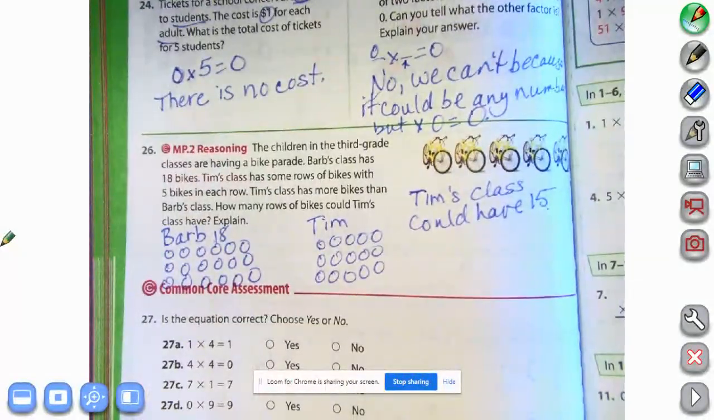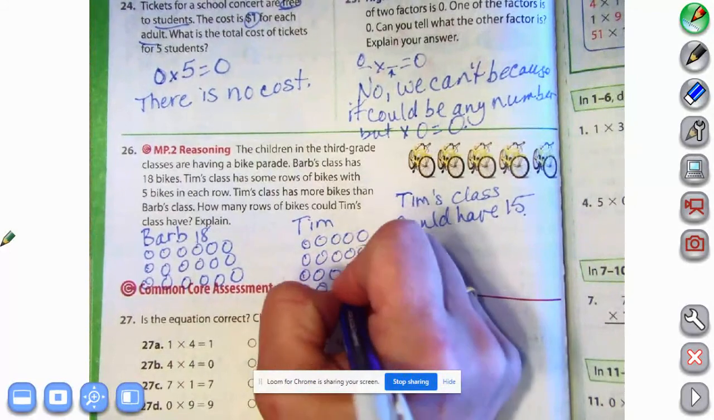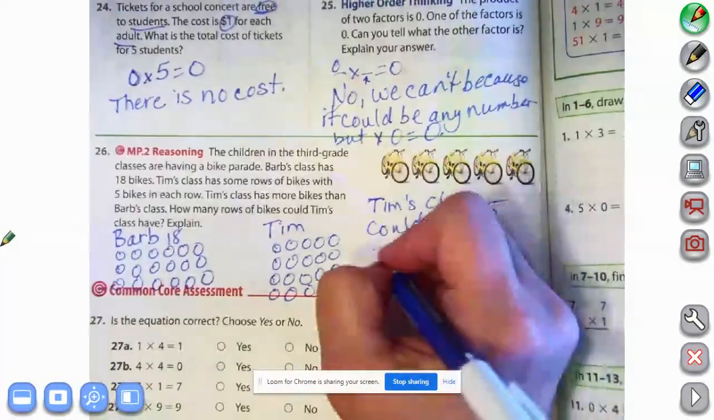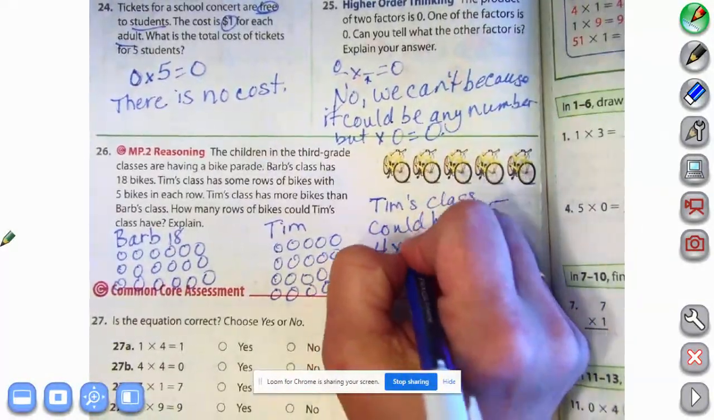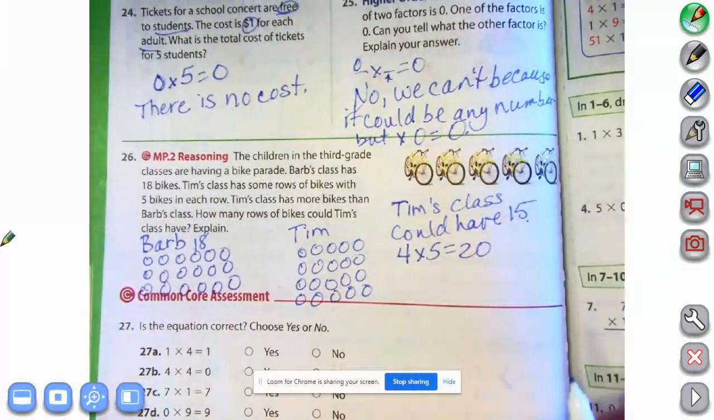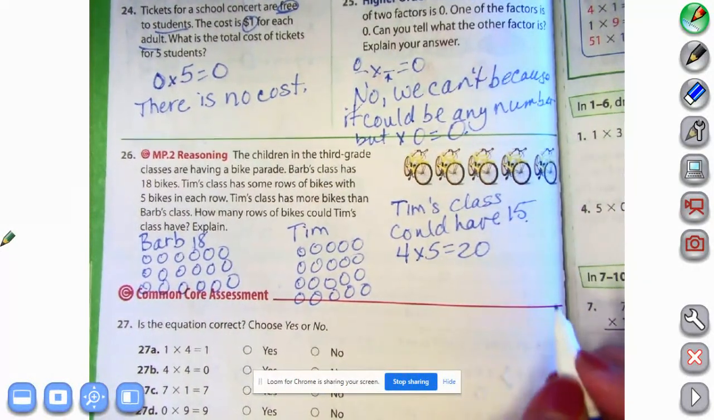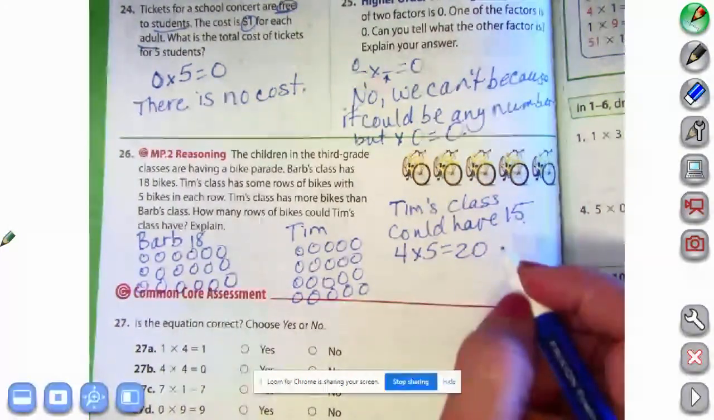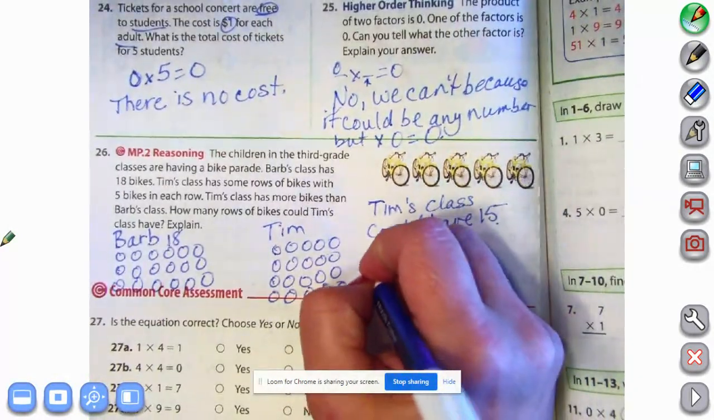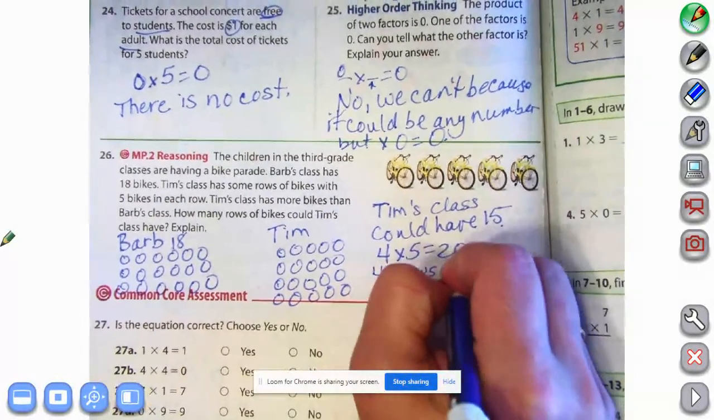All right, so let's see if we've answered all the questions. Tim's class has more bikes than Barb's class. How many rows of bikes could Tim's class have? Okay, so if we're just going with 5 bikes in each row, I think we need to add some more because it's supposed to be more than Barb's. So we've got to add another row of these. So now we have 4 groups of 5 equals 20. They could have 4 rows of 5.